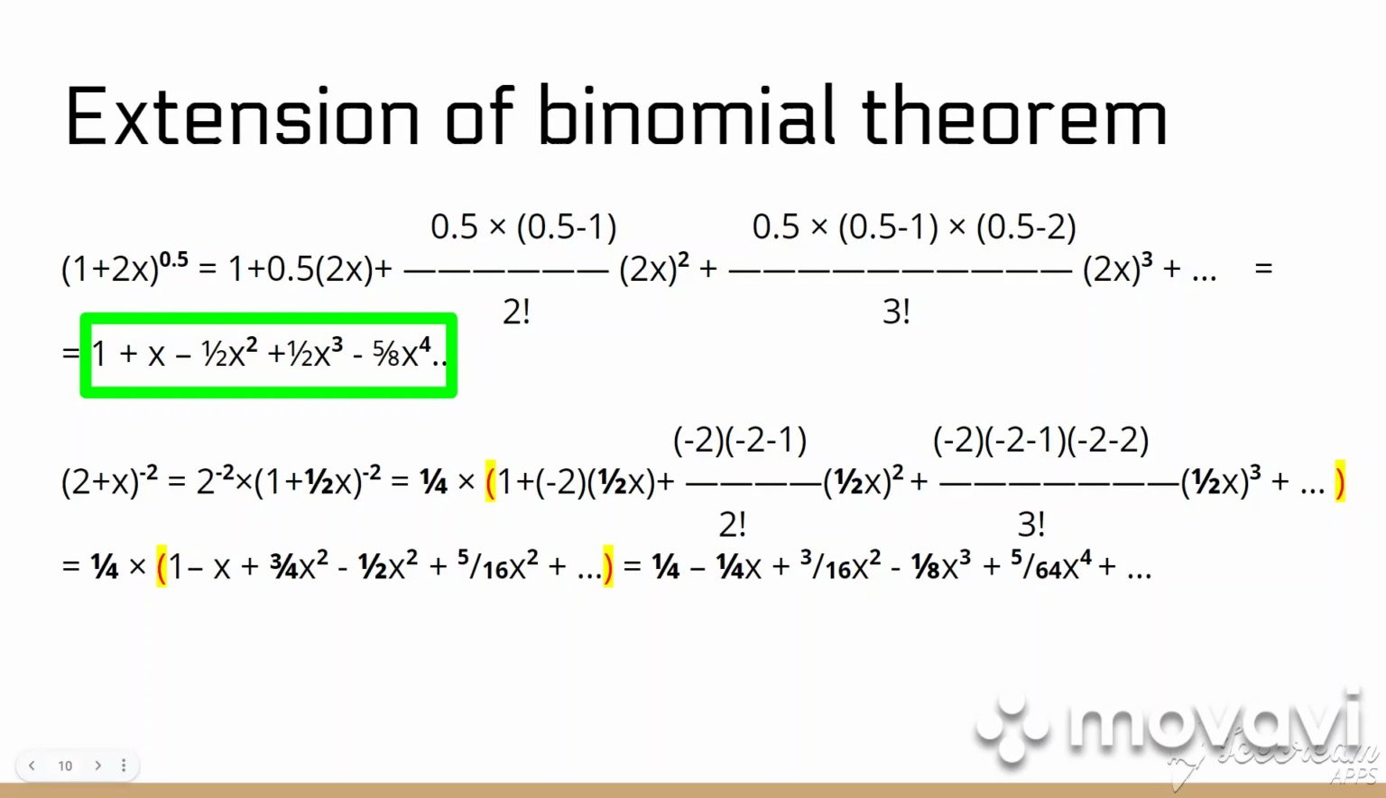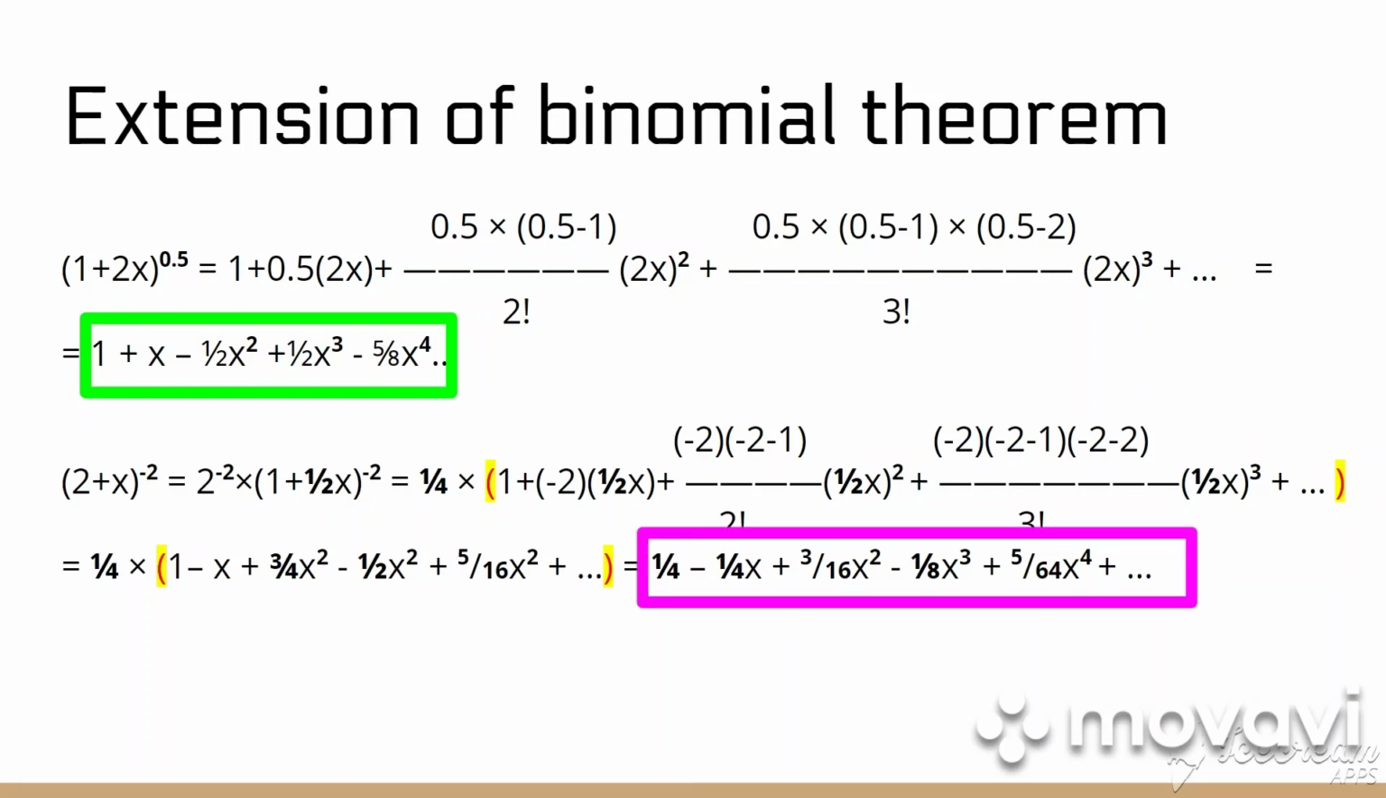And simplifying it and then multiplying by the quarter, we'll get the answer of a quarter minus a quarter of x plus 3 divided by 16 x squared minus 1 divided by 8 x cubed plus 5 divided by 64 x to the power of 4, and so on. To not get confused, make the main brackets different colors, so it will be easier to understand the equation.